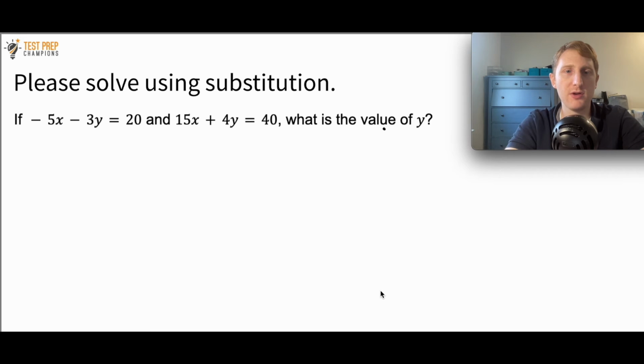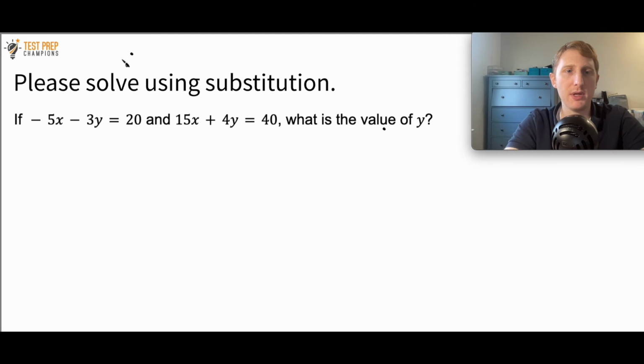So the next question says, if negative 5x minus 3y equals 20 and 15x plus 4y equals 40, what is the value of y? And let's have you try this using substitution to get some practice using the substitution method. So please try solving this using substitution. And let me give you a chance now to pause the video and try to figure this out. And if you get stuck, don't worry about it, because we're just going to go over the answer.